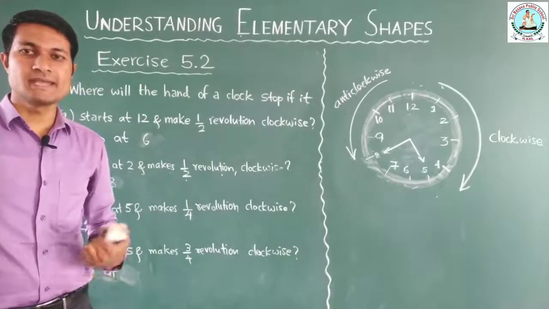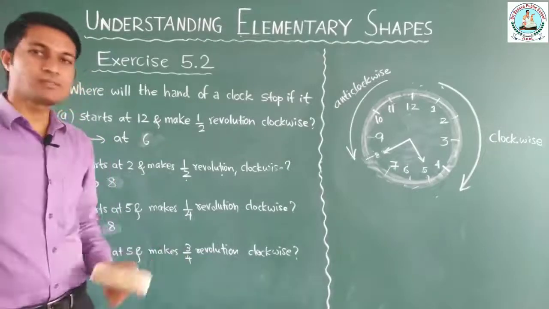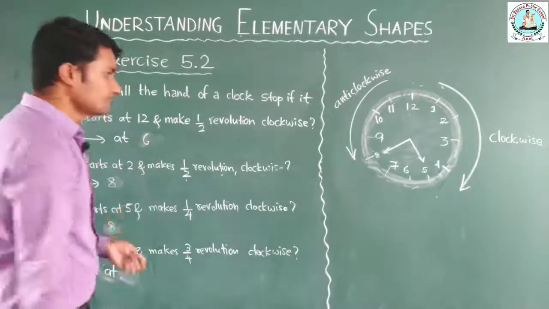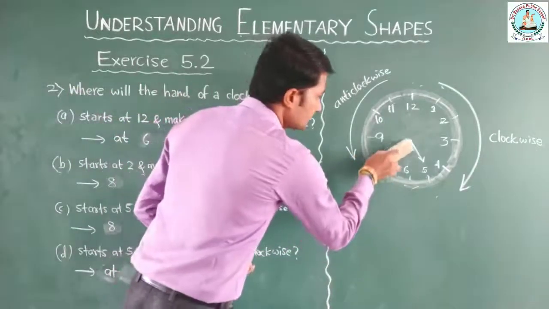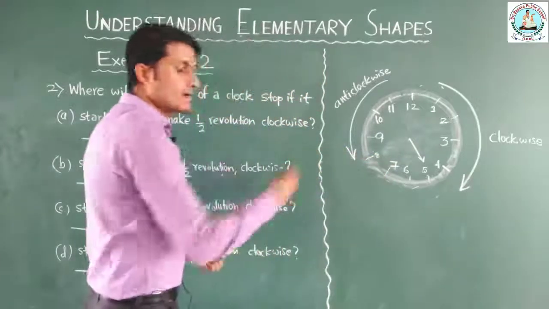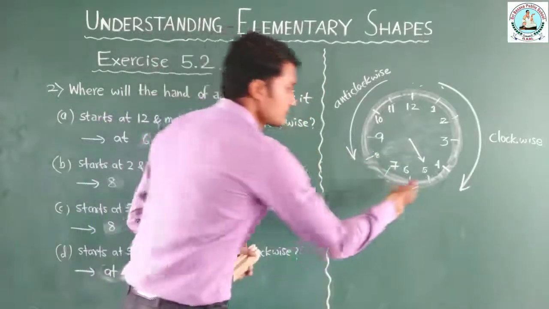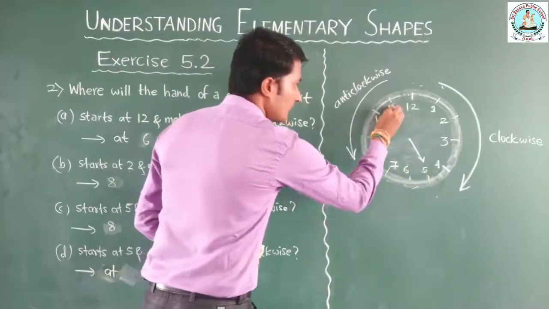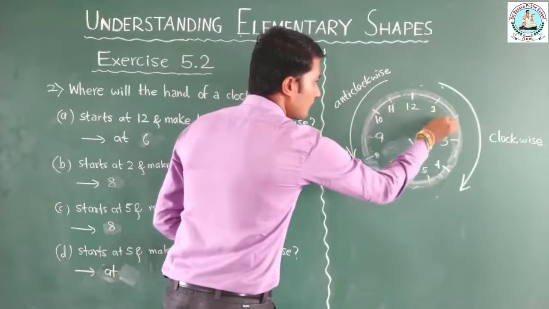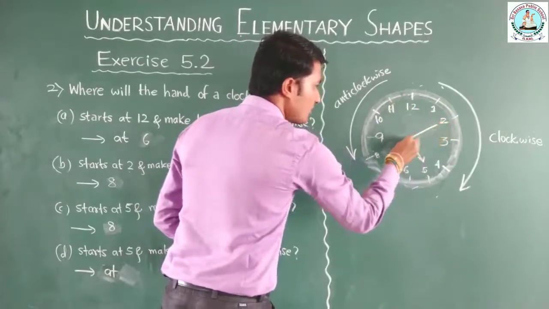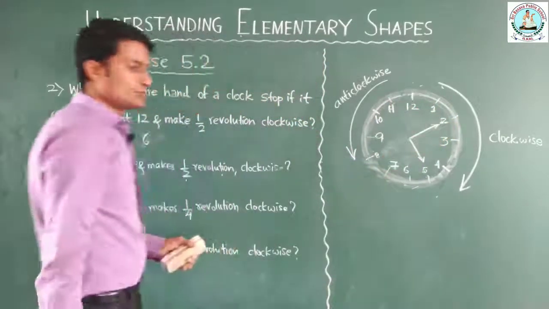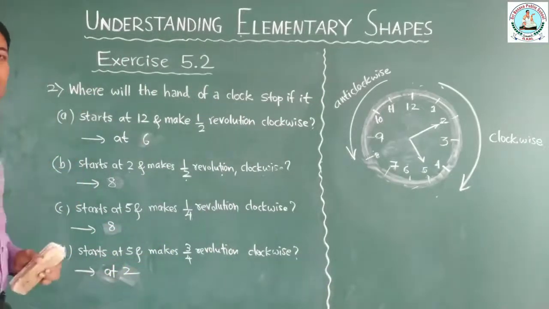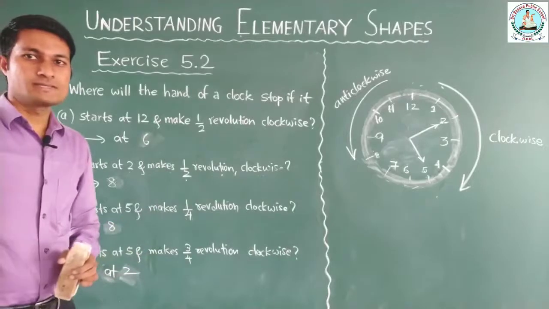half revolution means 8 units, whereas 3/4 revolution means 12 units you have to count from 5. Let us begin now. Your starting point is 5. Start counting 12 units: 1, 2, 3, 4, 1, 2, 3, 4, 1, 2, 3, 4. So it will have stopped at 2 if it makes 3/4 revolution in the clockwise direction.